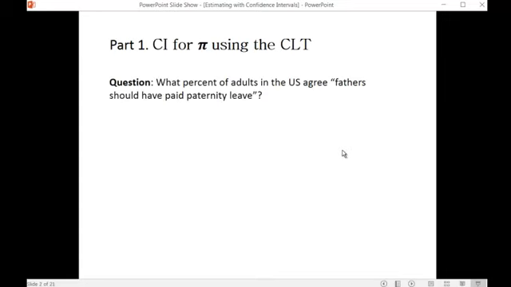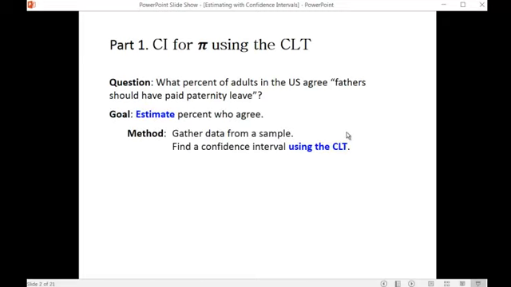So here's the question that I said we wanted to focus on. What percentage of adults in the U.S. agree that fathers should have paid paternity leave? So our goal is to estimate the percentage who agree with a margin of error. And the method that we use is that we gather data from a sample. Actually, Pew gathered data from a sample, and we're going to find a confidence interval using what we've learned about the Central Limit Theorem. Step one is to compute the point estimate pi hat from the sample.